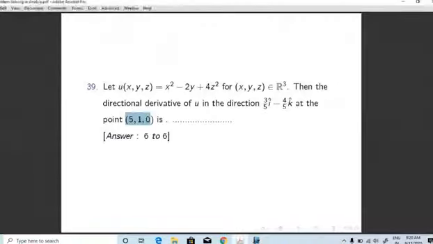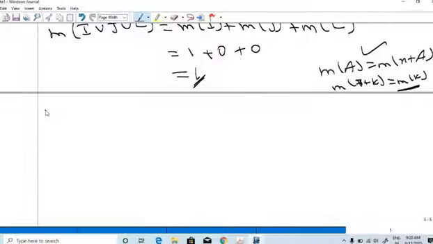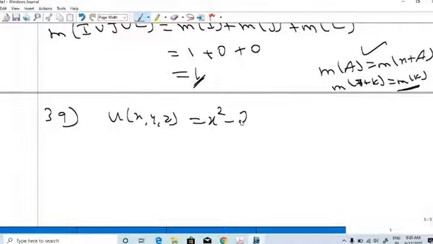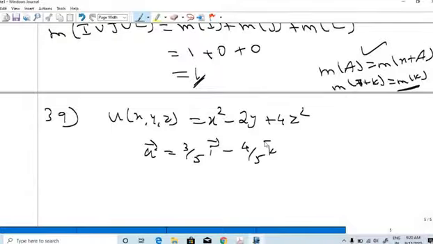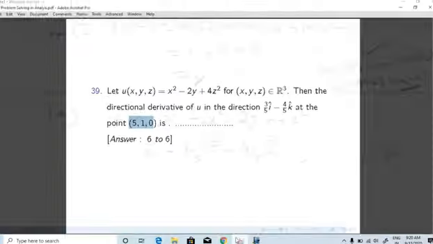So for 39. u of x, y, z equals x squared minus 2y plus 4z squared, in the direction of 3/5 i vector, 4/5 k minus 4/5 k. There is no j vector. At the point (5, 1, 0). Yes, right.